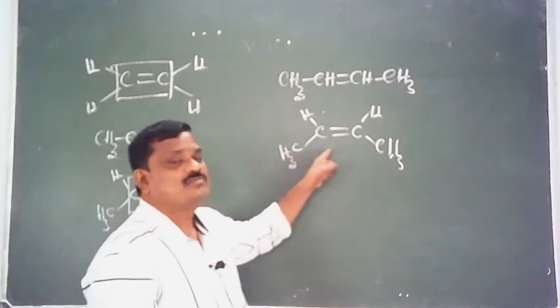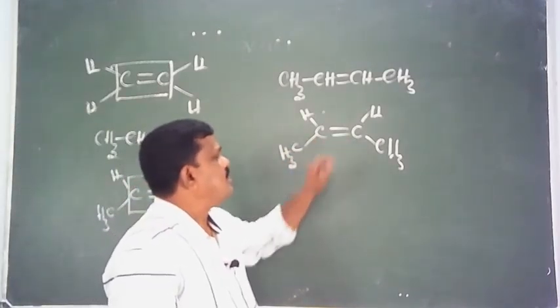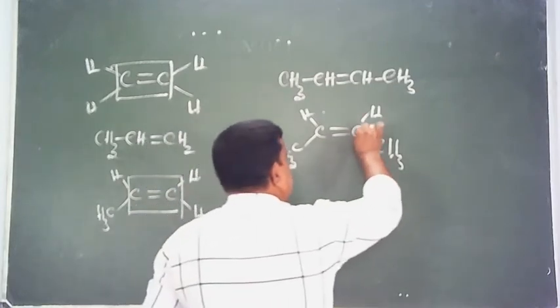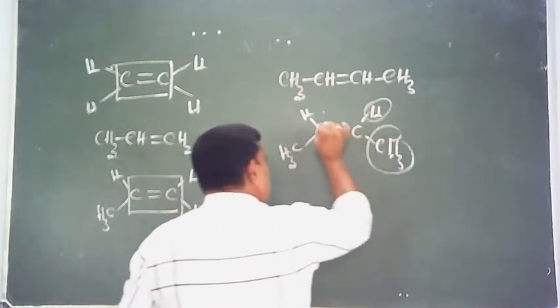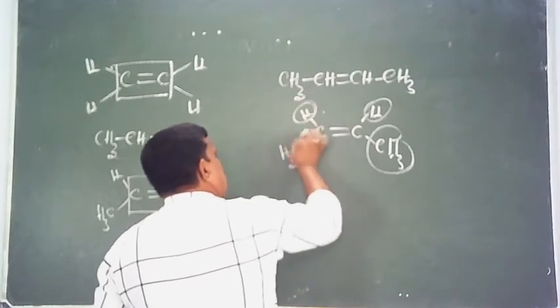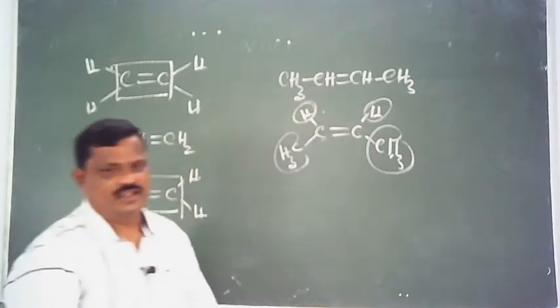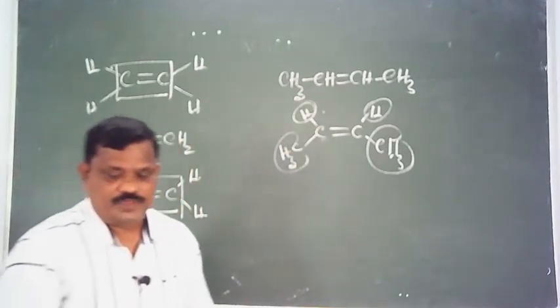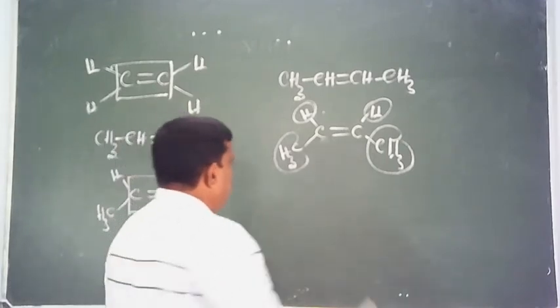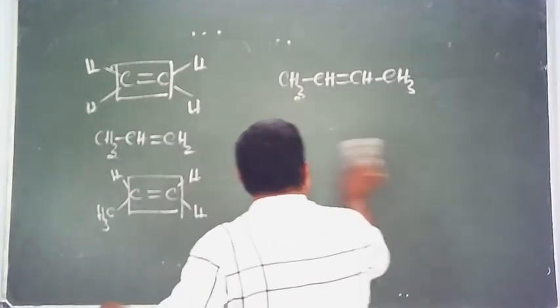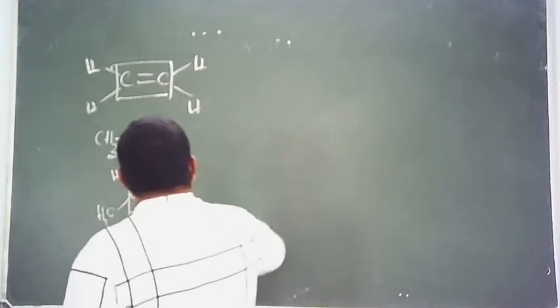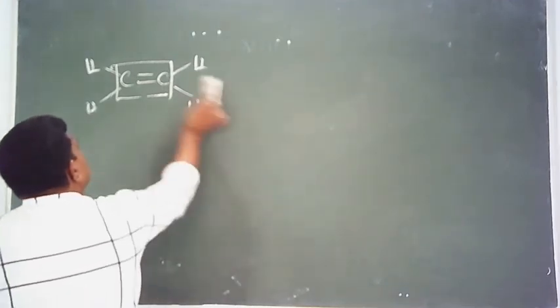Just think of this one. This double bond carbon contains hydrogen and methyl, and this double bond carbon contains hydrogen and methyl, therefore it is symmetrical in nature. So, I think now we have got an idea regarding symmetrical and unsymmetrical alkenes.